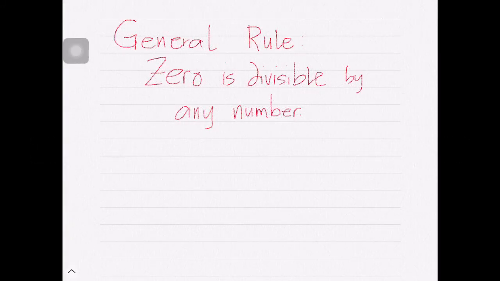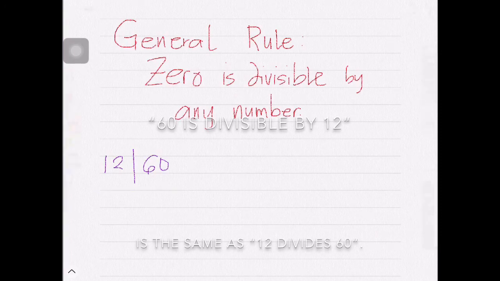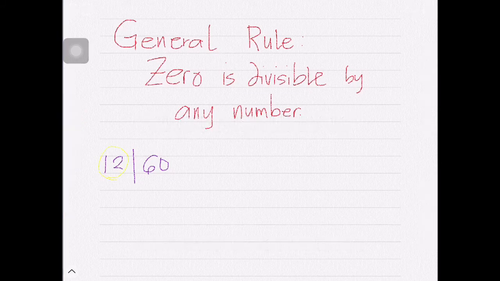As promised, let's discuss the general rule, which is 0 is divisible by any number. For an example, if I say that 60 is divisible by 12, it can be written as this. Just being read as 12 divides 60. Or in the same manner, when I say that 60 is divisible by 12, it means that there will never be a remainder when we divide 60 by 12.